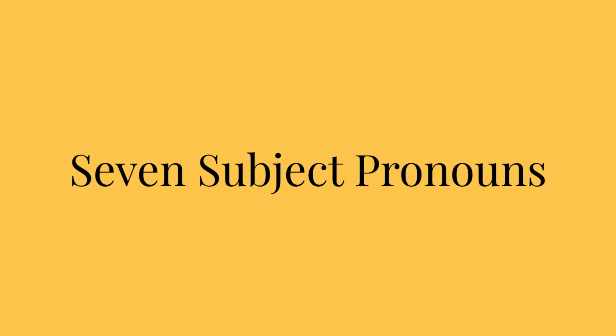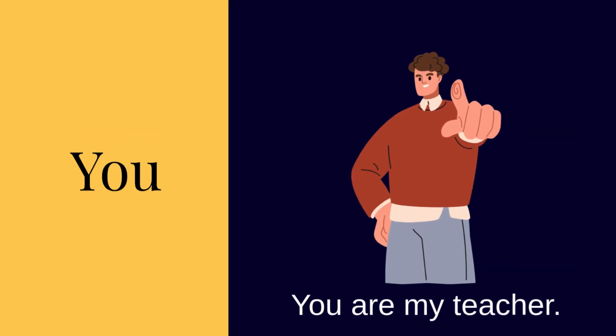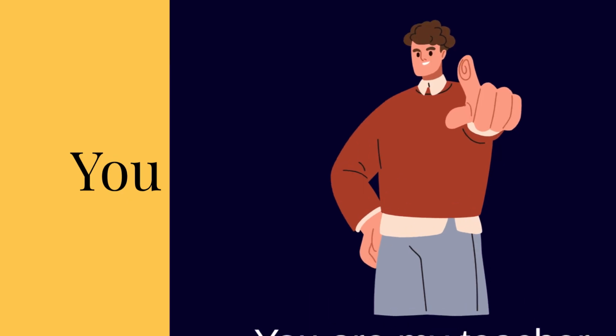In English, there are 7 subject pronouns. Let's go through them one by one. I. You use this to talk about yourself. I am a student. You. You use this to talk to one person or a group of people. You are my teacher. He.